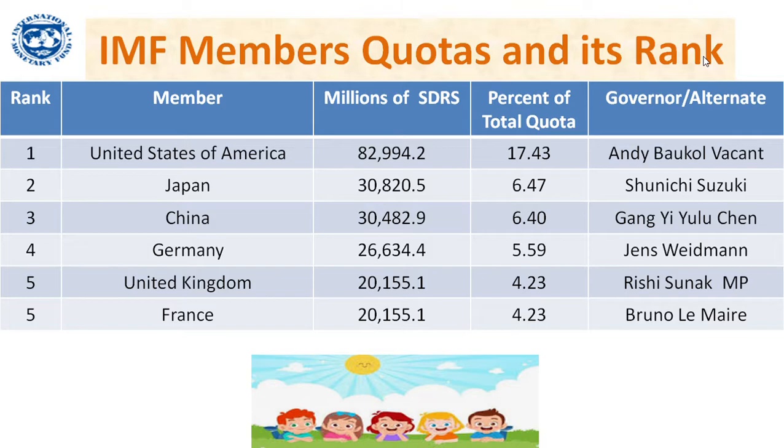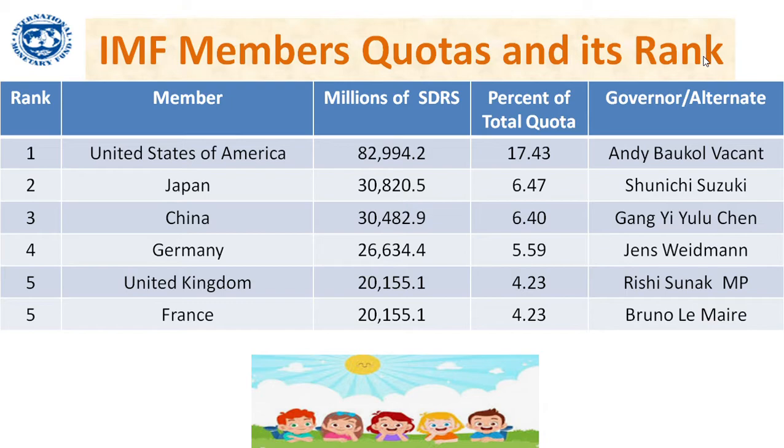If we are talking about fifth rank, there are 2 countries in fifth rank, because their millions of SDRs were the same, so their percentage of total quota is also the same. In fifth number, first we will study the United Kingdom. Investment 20,155.1. Percent of total quota is 4.23, and the governor is Rishi Sunak MP. Okay, and France is also the same. Millions of SDRs is 20,155.1. Percentage of total quota is 4.23, and the governor is Bruno Le Maire.